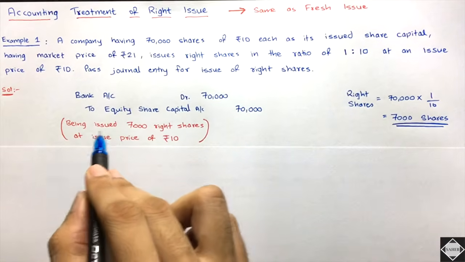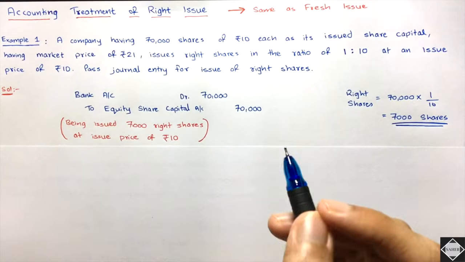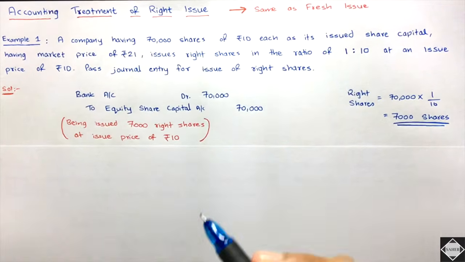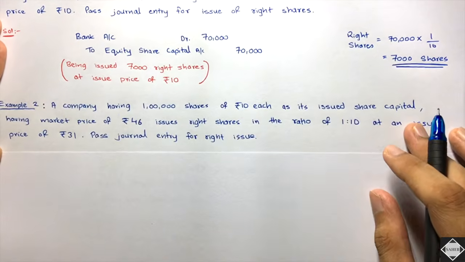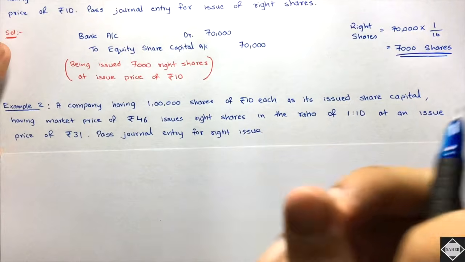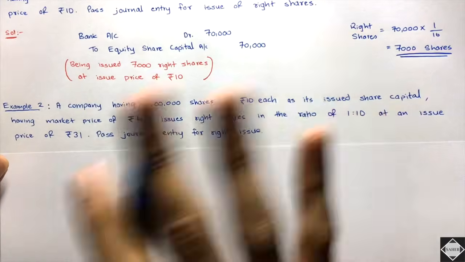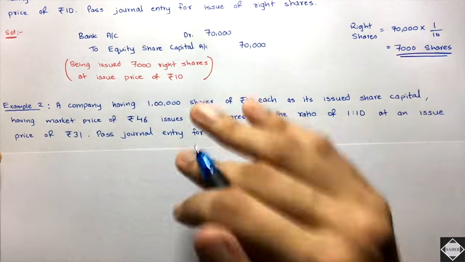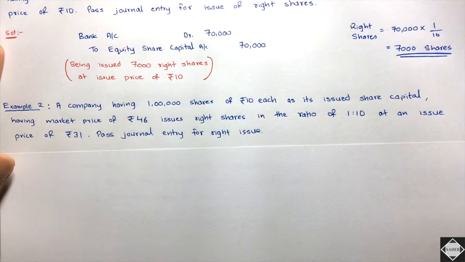So see, being 7,000 right shares issued at an issue price of rupees 10. That's the narration. Simple. You can write that on your own. Doesn't matter. See the second example. This is the second situation, when the offer price, subscription price, or the right price is more than the face value, not the market price. It will always be less than the market price, but it can be more than the face value.